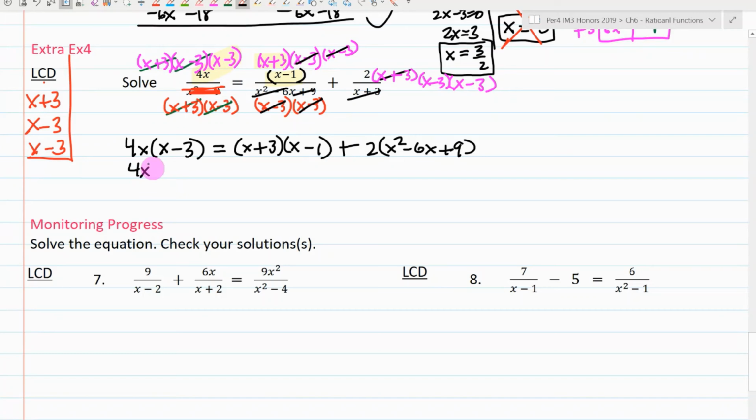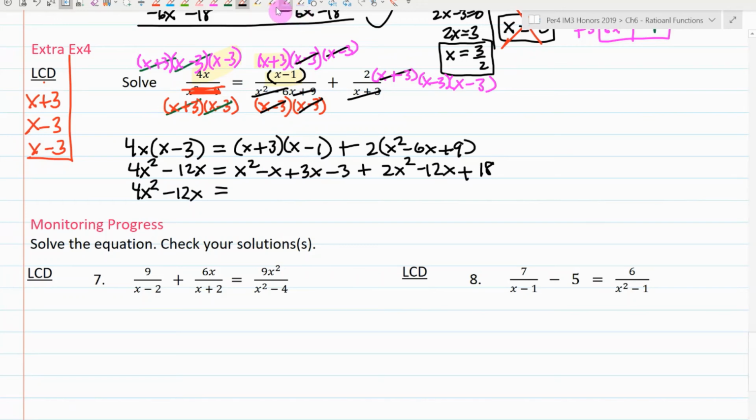So here, 4x squared minus 12x. Here, x times x times minus 1, 3 times x, and 3 times minus 1. And then we have 2x squared minus 12x plus 18. Now don't worry, everything's going to all go, we're only going to have an x squared, an x, and a number here, and then we're going to set it equal to 0. So this side, we'll leave this alone for right now.